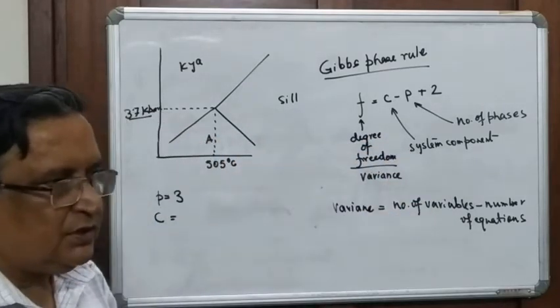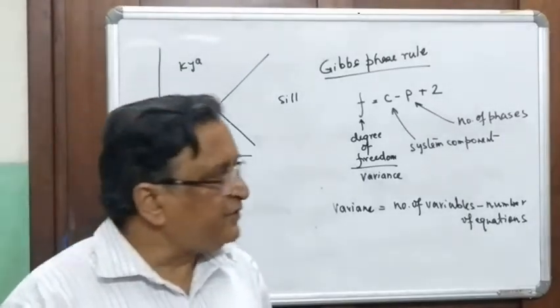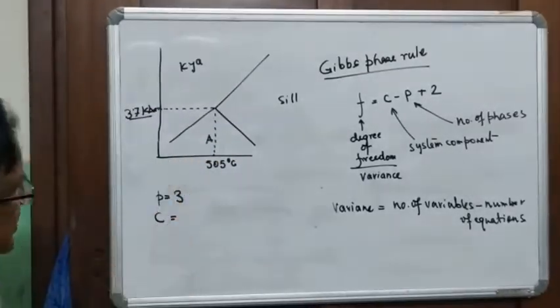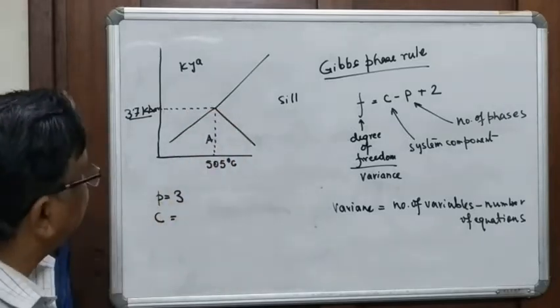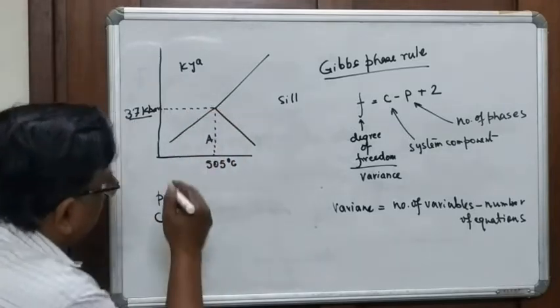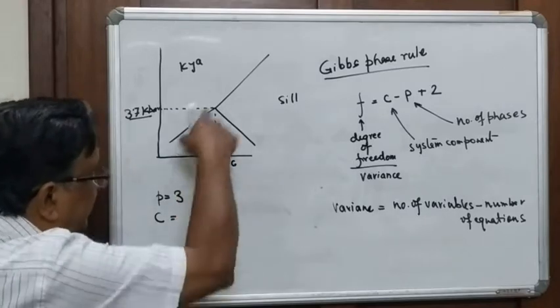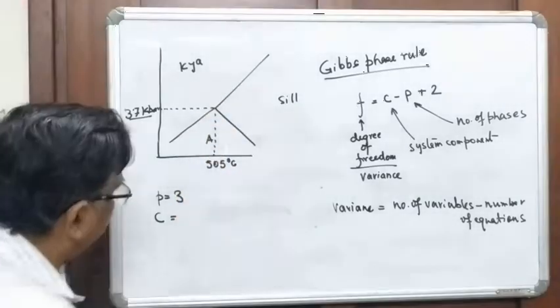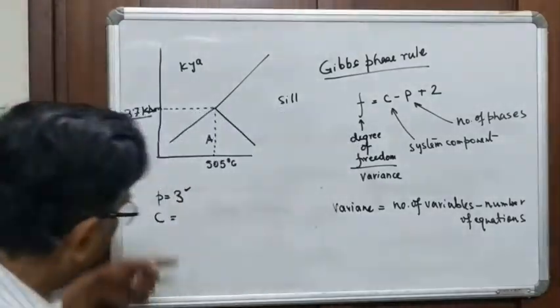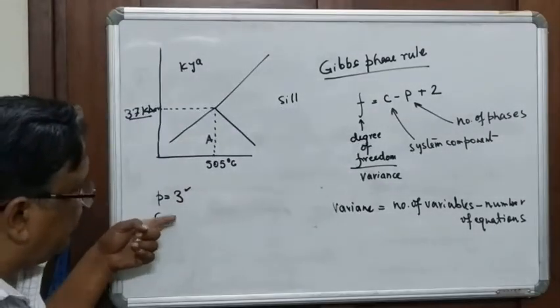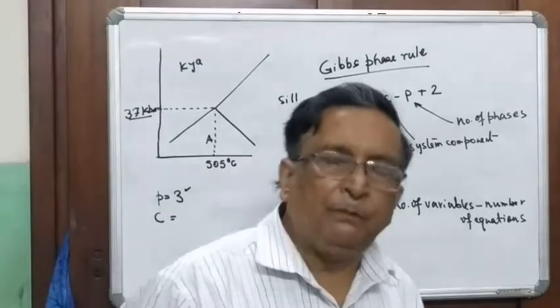And the point is, when we have to find out the degree of variance, remember the triple point. If we are at the triple point, then you have all the three phases coexisting in equilibrium. So we have P is equal to 3. At the moment we come to this value of C, we have a problem.